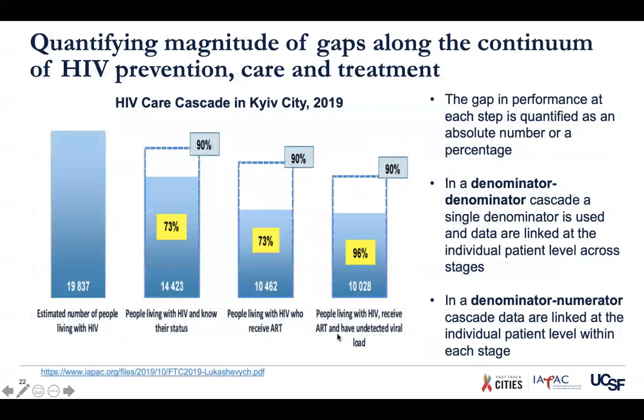All right, so here we go. Here's an example of a cross-sectional cascade done in the city of Kyiv. The estimated total number of people living with HIV is 19,837. The number that have been diagnosed is 14,423, which represents 73% of the 19,000 here. The people living with HIV who are receiving ART, that's 10,462, which is 73% of this number here. And then finally, of those who are receiving ART, what proportion have viral loads less than 1,000? Well, it's 96%, a very high number.